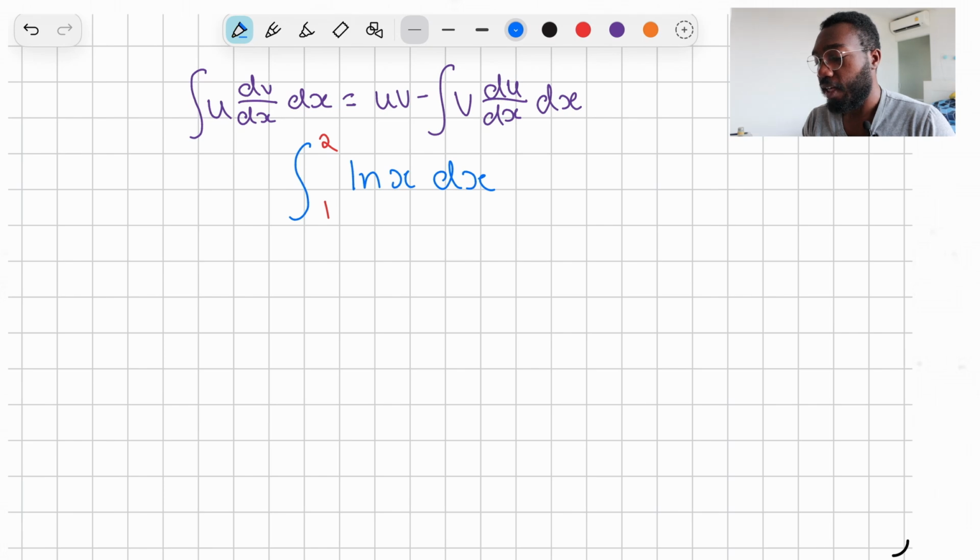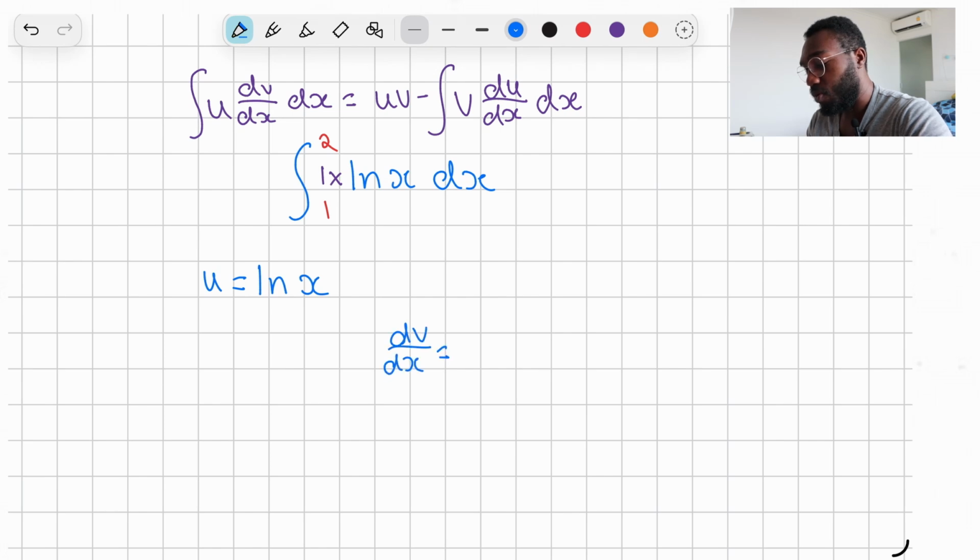Well, what you can think of is that ln x, effectively, is like 1 times ln x, right? And because of that, we can make u equal to ln x like before, and we can make dv over dx equal to 1, okay? Because it's like saying 1 times ln x. So if we differentiate ln x, that will just be 1 over x. And if we integrate 1, that is just going to be x.